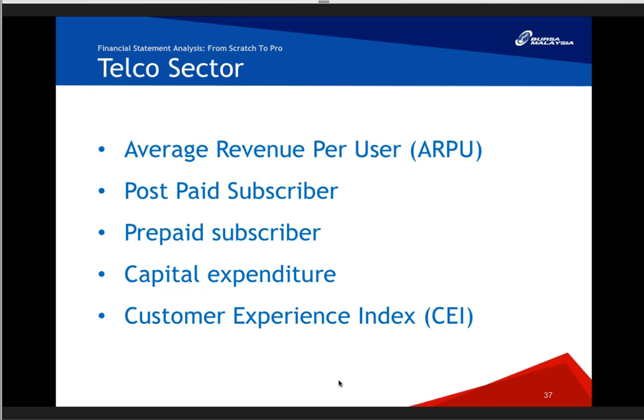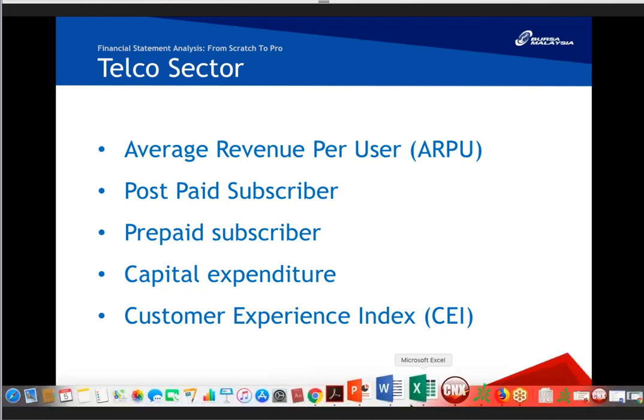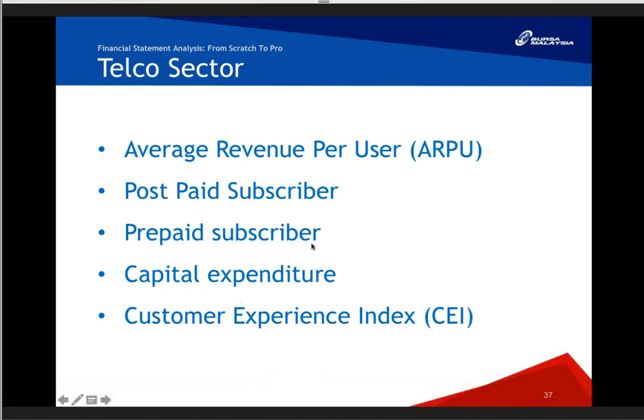Then you also need to know how many postpaid subscribers and how many prepaid subscribers there are. These are their customers, so you want to see a growing number of subscribers in this particular mobile company. And then you want to see capital expenditure, because for this industry, a lot of capital is spent on it, and you have to see whether it's yielding you money or not. This is sometimes very difficult to measure because you may not know until years later whether it is giving you the reward.